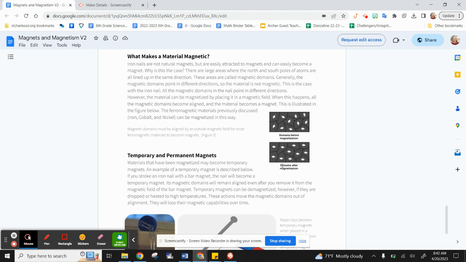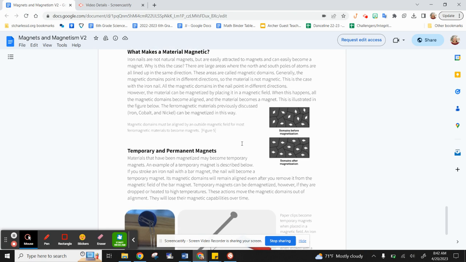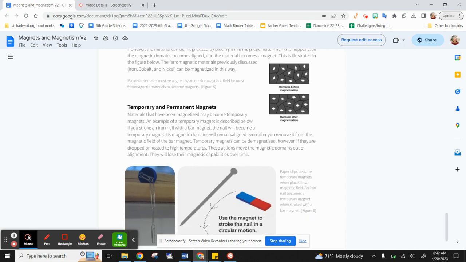So that would be like this. Once it becomes magnetized, all those arrows, all those domains, point in the same direction. The ferromagnetic materials previously discussed, like iron, cobalt, and nickel, can be magnetized in this way. So they somehow have to be aligned by an outside magnetic field in order for them to become magnets.